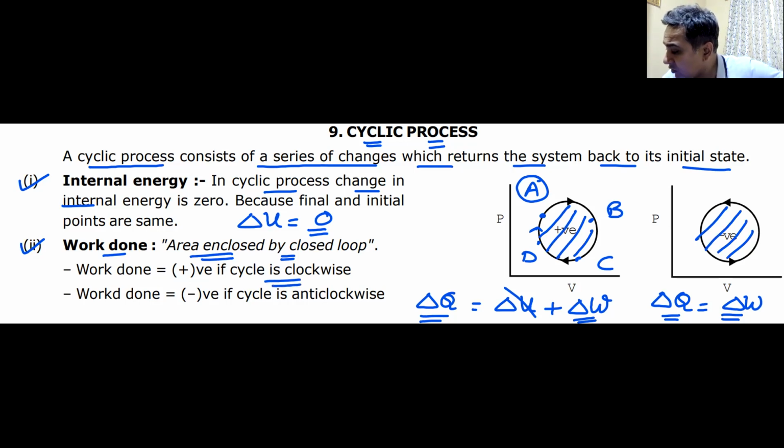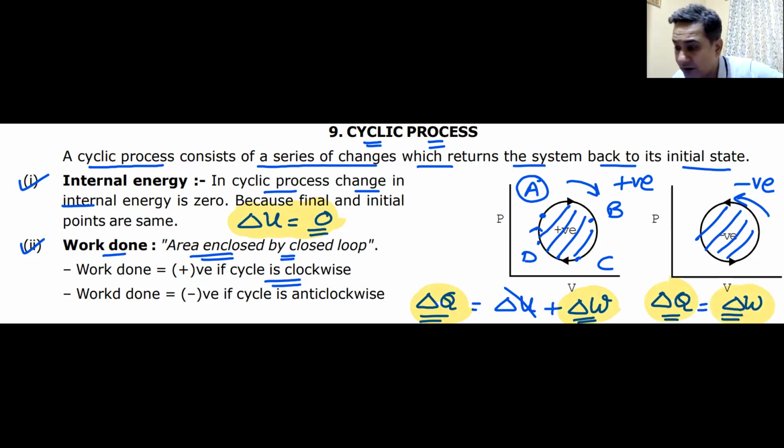If the cycle is clockwise, as you can see, this is a clockwise cycle, the work done is positive. If the cycle is anti-clockwise, opposite to the clock, work done is negative. I will repeat two things that you must remember about a cyclic process. It starts from the same point, it ends on the same point. Delta U, the change in internal energy, is zero. When delta U is zero, delta Q is equal to delta W.